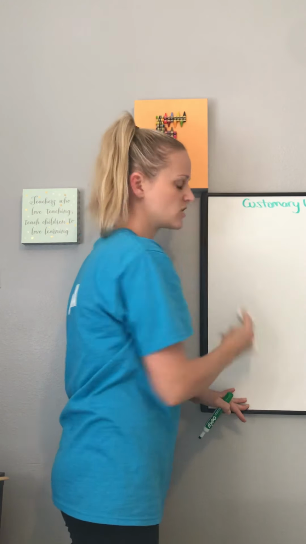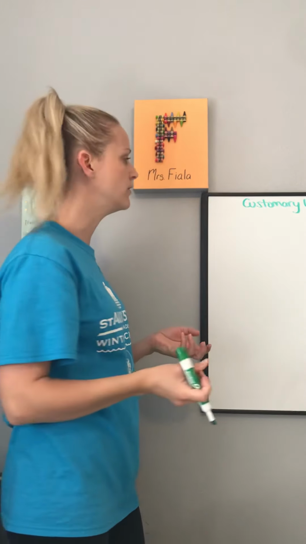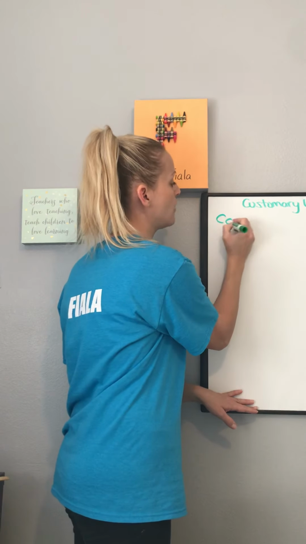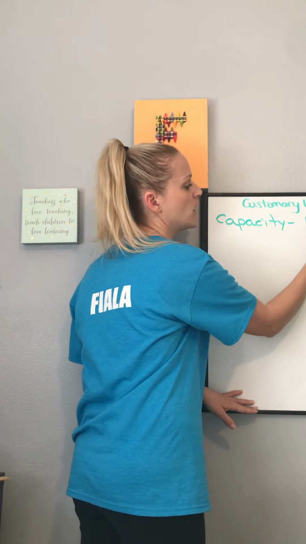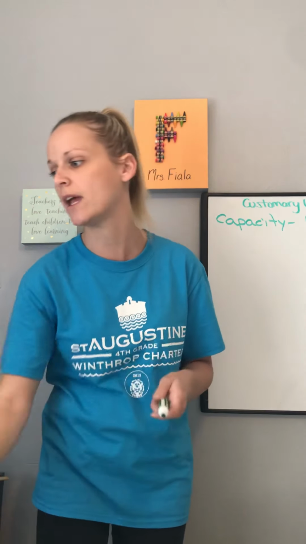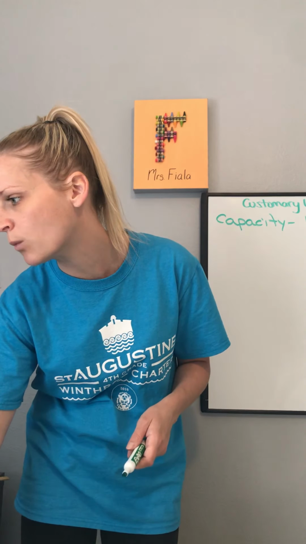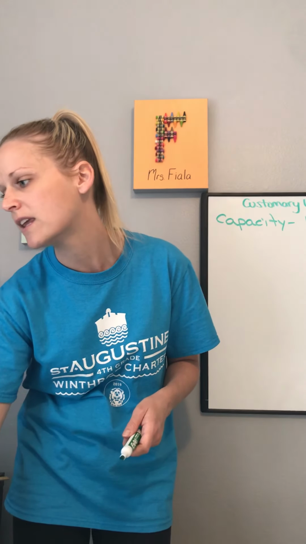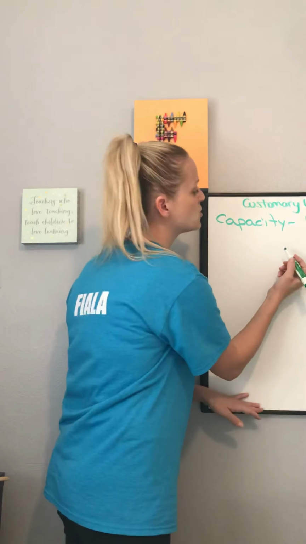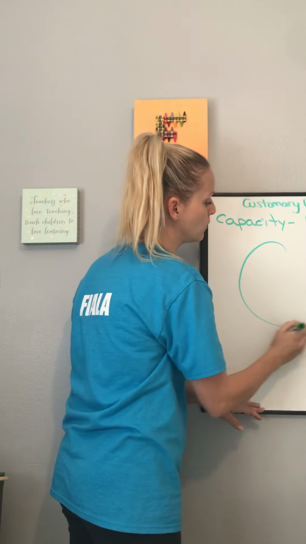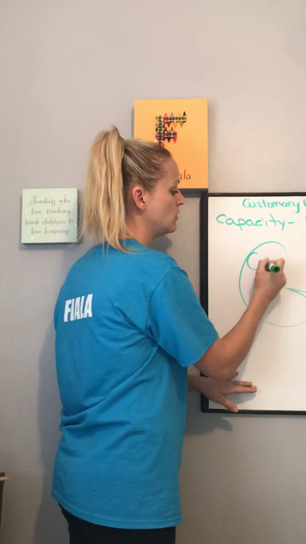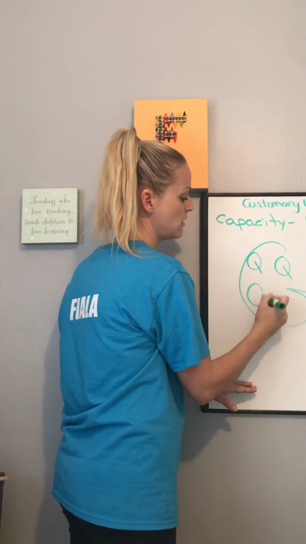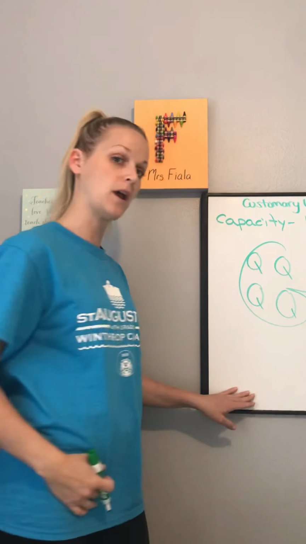Now let's talk about our customary units of capacity. Capacity is, we're talking about liquid, how much liquid an object can hold, okay? Now for this one, we talked about our King G, okay? So for capacity, we're talking about liquid. We measure in a gallon. 1 gallon is equal to 4 quarts, okay?